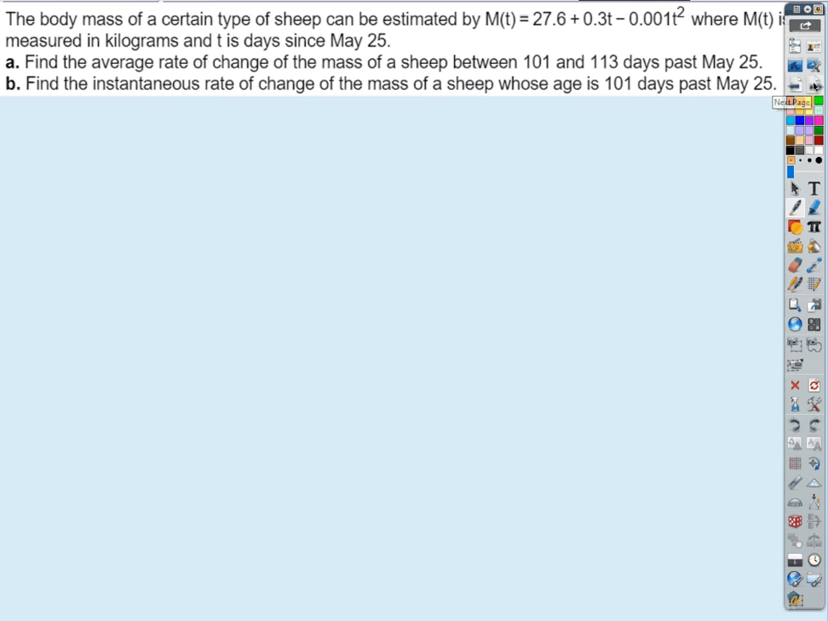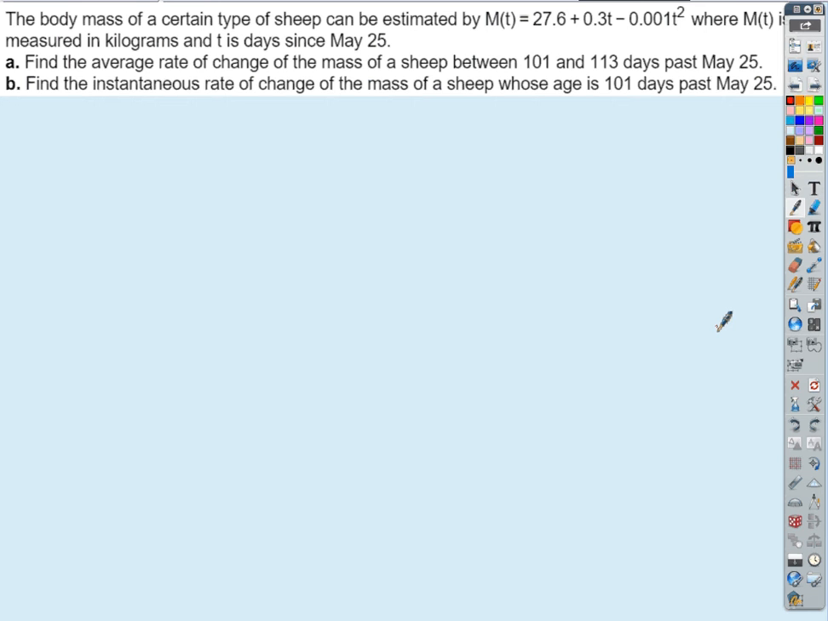So what about something like this? Here's another issue that comes up, I just want to make sure you're okay dealing with it. It's not hard, but I want to make sure you understand this. So, another mathematical model. The body mass of a certain type of sheep can be estimated by this model, where M is measured in kilograms and T is the number of days since May 25th. Okay? And it's giving us this model that's predicting the body mass as a function of time.